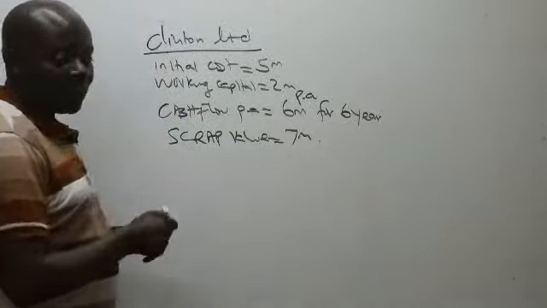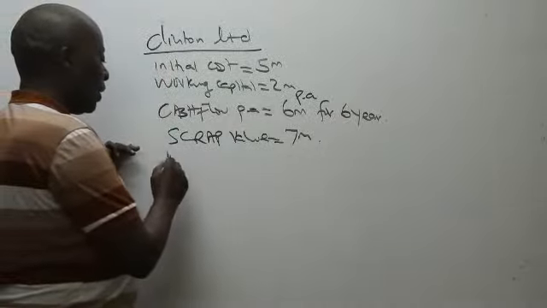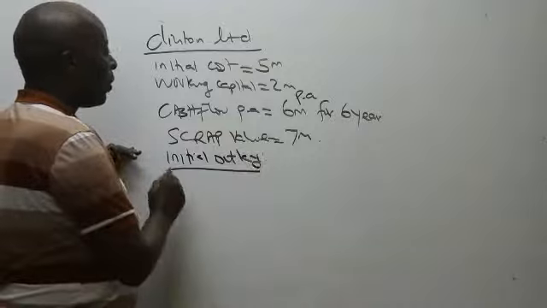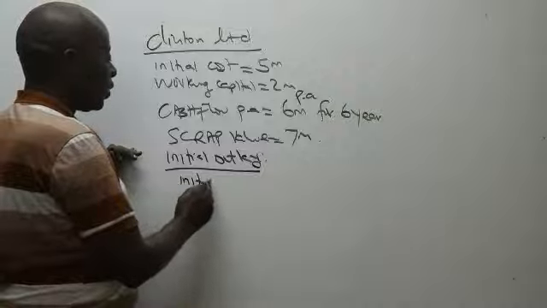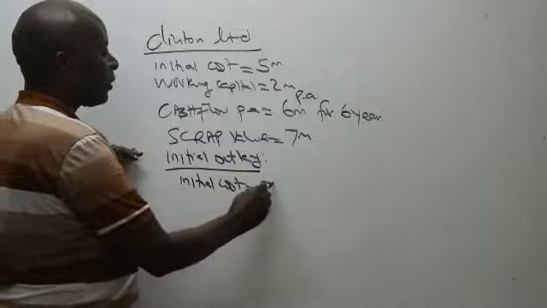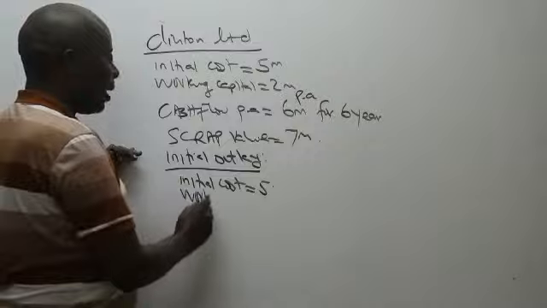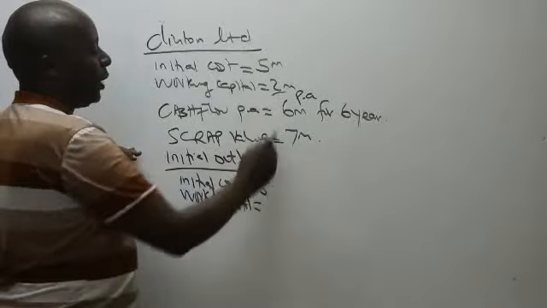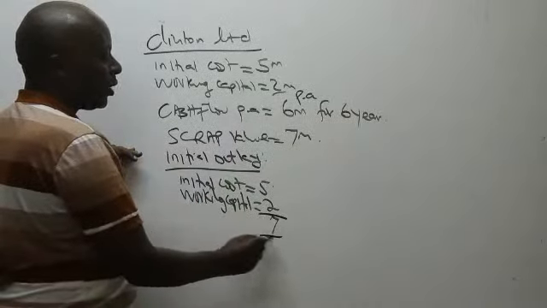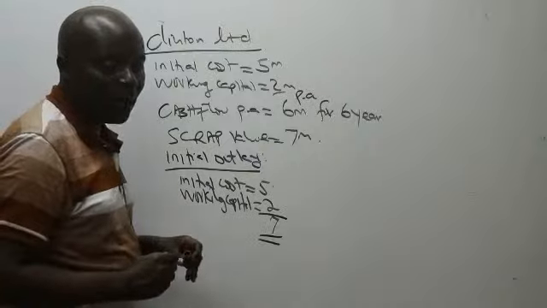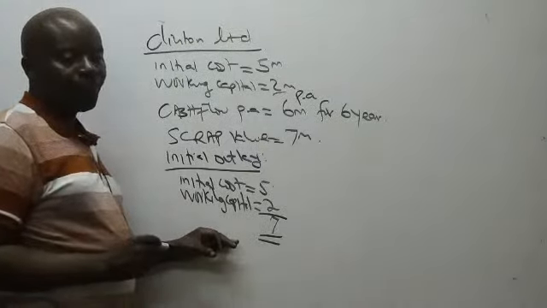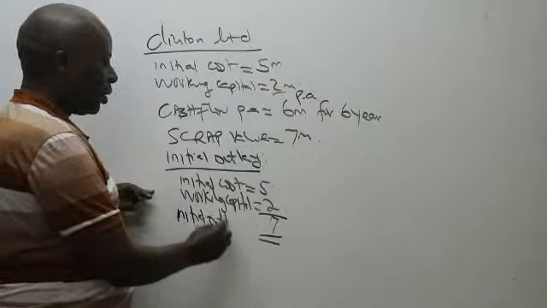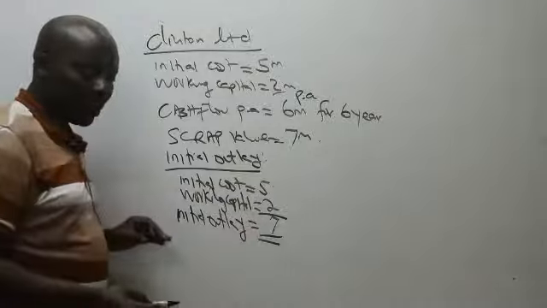So we have three types of cash flows here. We have the initial outlay, which will have two components. We have the initial cost of the machine, which is 5 million. And then, of course, we have to pump in some working capital of 2 million. So for us to get started, we need an initial outlay of 7 million. This is the initial outlay.